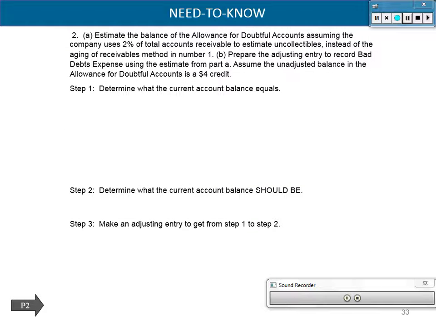It says estimate the balance of the allowance for doubtful, assuming the company uses 2% of total accounts receivable to estimate uncollectibles instead of the aging method. Prepare the adjusted entry to record bad debt expense using the estimate from Part A. Assume that the unadjusted balance in the allowance for doubtful is $4. So if we're determining what the current account balance equals, and we're assuming that they use 2% of accounts receivable, then how do we calculate what the balance will be?